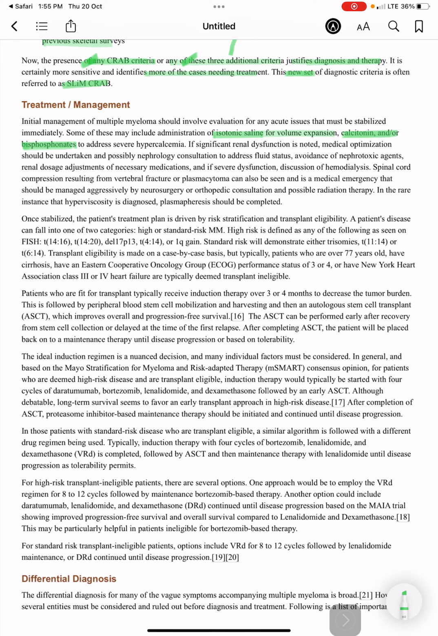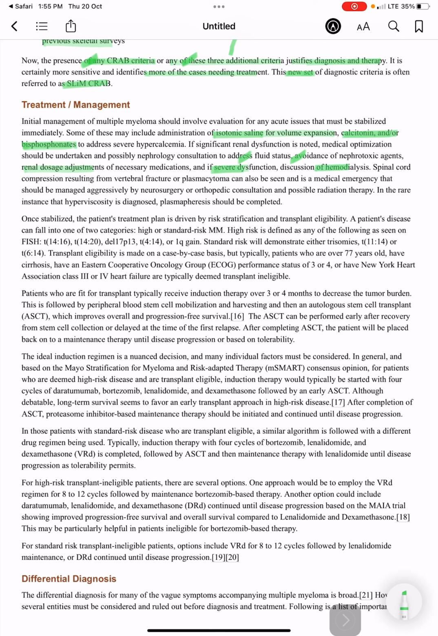Calcitonin and bisphosphonates. And if significant renal dysfunction is noted, medical optimization is needed: fluid status should be adjusted, nephrotoxic agents should be avoided, and renal dose adjustment of medication should be done. And if severe renal failure is there, the patient should be taken for hemodialysis.